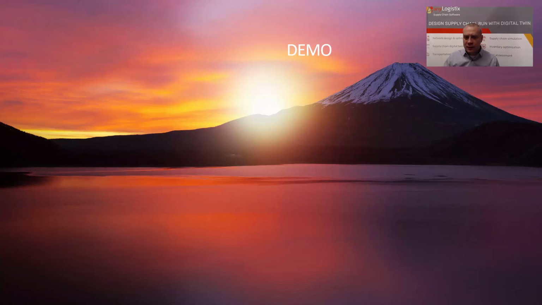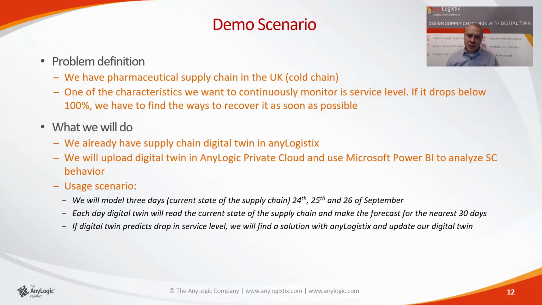Okay, let's start with the demo. This is the problem definition. Let's assume we have a pharmaceutical supply chain in the UK. This is a cold chain. We want to monitor the service level which we provide to our customers. If the service level drops below 100%, we have to recover this as soon as possible.